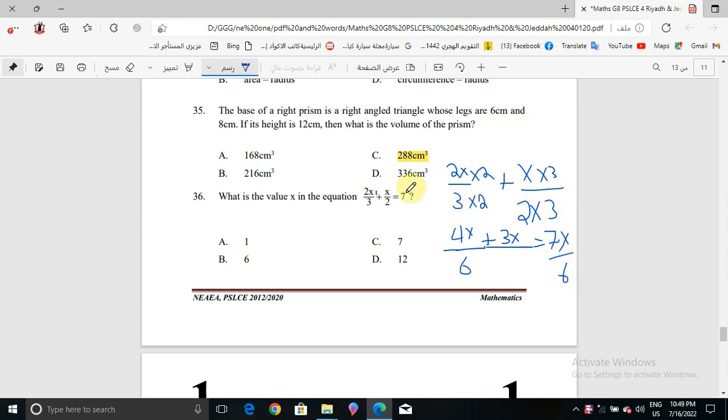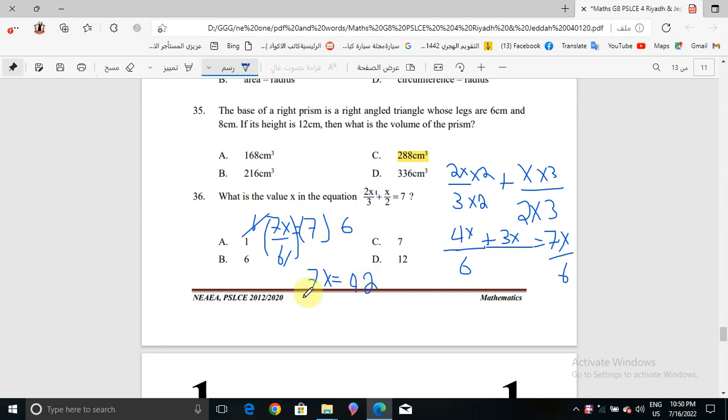Then what we will do here, we have 7x over 6 is equal to 7, right? Then we multiply both sides by 6 to remove 6. Then 6 cut by 6. Then 7x is equal to 7 times 6, it will be 42, right?